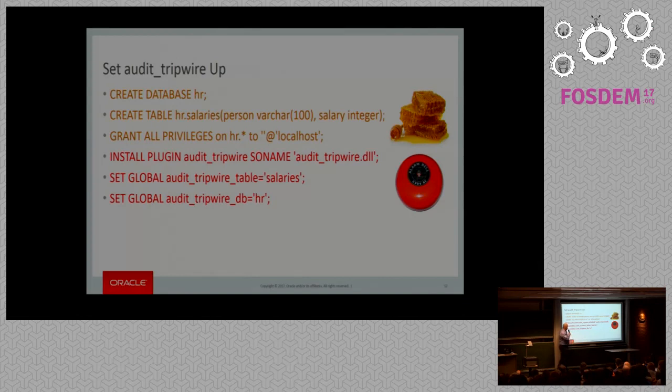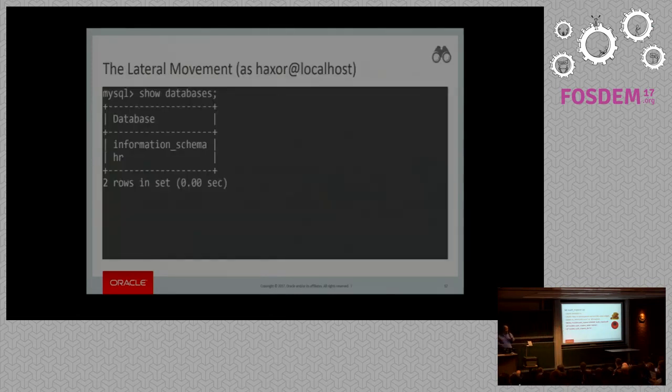Right. So we also set up the buzzer. We install the plugin itself, and we set the table to be the salaries table name and the database to be the HR. So basically what this means is that every access to that table will trigger our buzzer. Right, so we have the two components of detection as mentioned already.